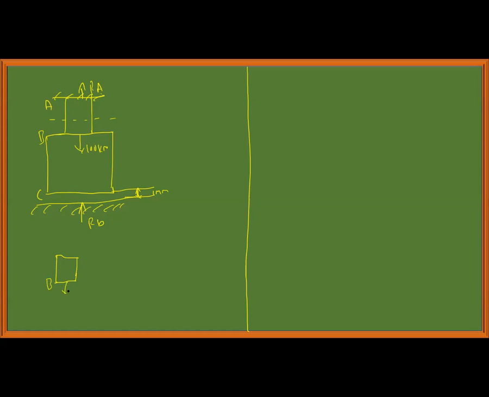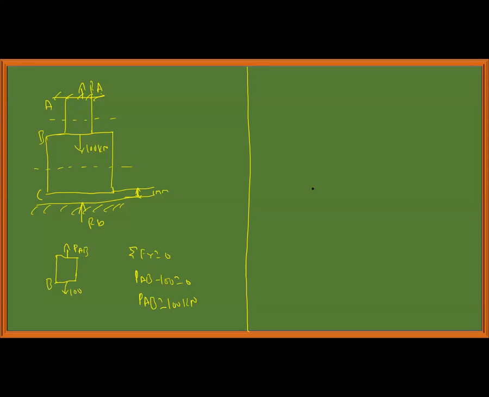This is 100, acting away from the cross section. For PAB, summation of force in y direction is equal to 0. PAB minus 100 is equal to 0, or PAB is equal to 100 kilonewton. This you can do. Next, I will take the section here.